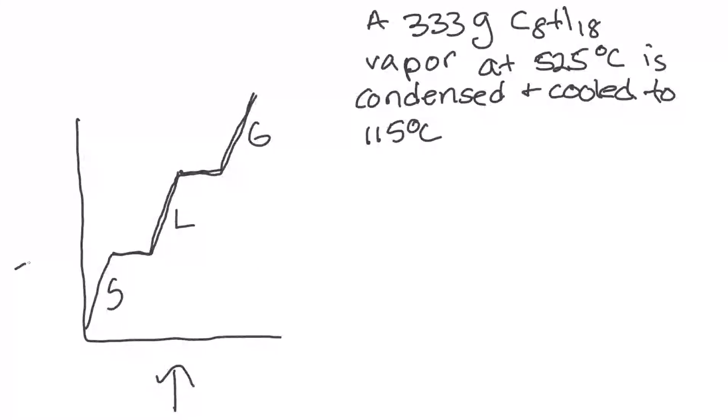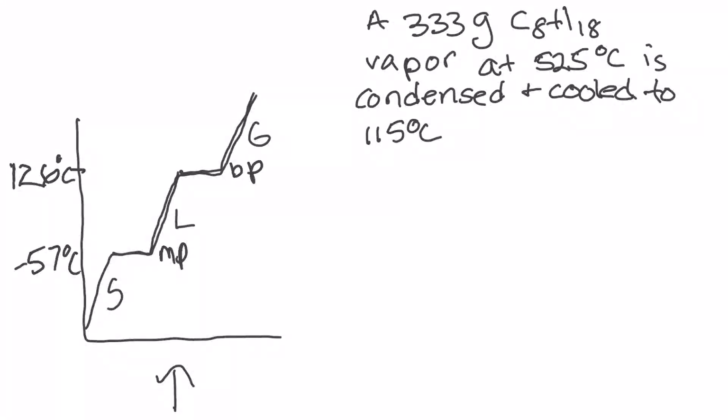So I'm going to label the melting point, which is the first horizontal line, that's minus 57. And up here, the boiling point is 126. And these are in degrees Celsius. All right? So this would be the melting point, and this would be the boiling point, right?